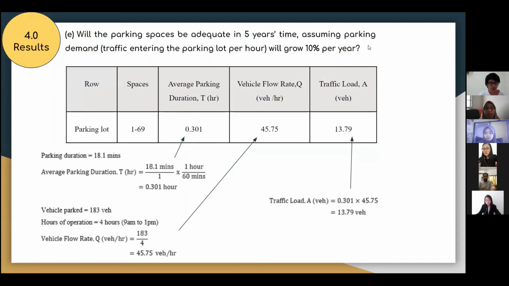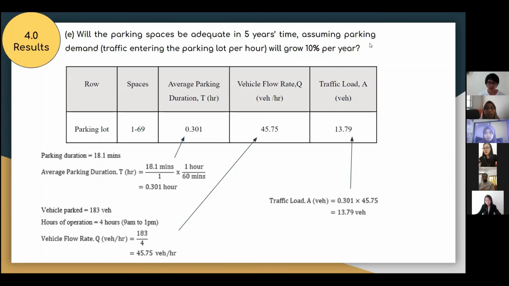per year? That means R will be 0.10 and N is equal to 5. Then we will use the region's traffic load times 1.1 to the power of 5. Then we will get 22.21. This is the traffic load after 5 years.